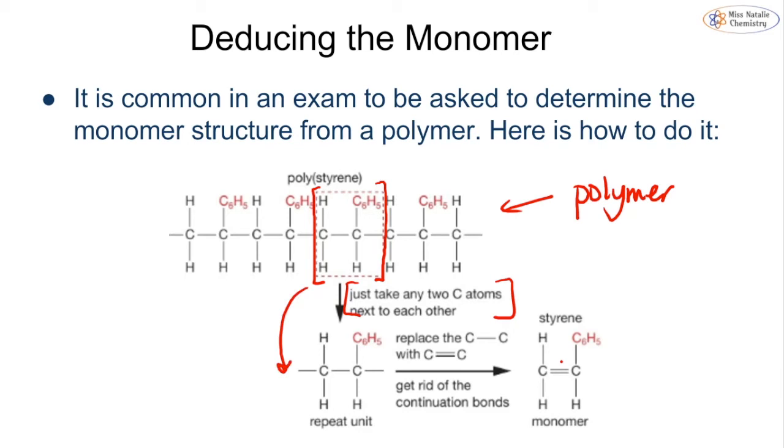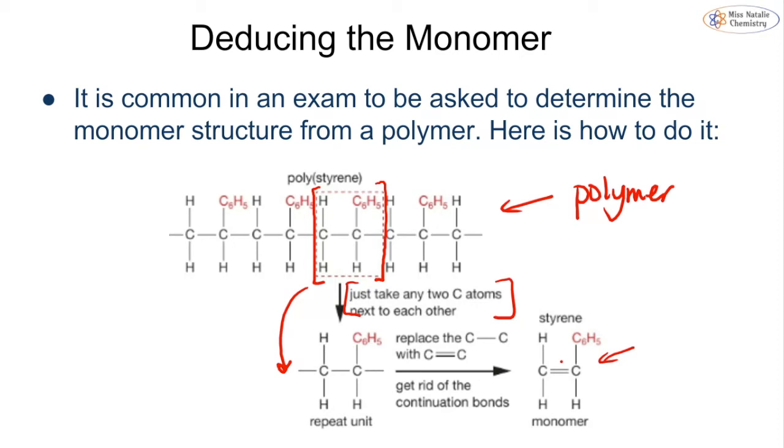So I've got my two carbons with my hydrogens and then this C6H5 attached. And this is my repeat unit. To get to the monomer, I then remove the extension bonds and I go back to my carbon-to-carbon double bond and I make my monomer here. So this time it's going from the polymer to the monomer. You will either be removing the double bond to get to the polymer or adding the double bond to get back to the monomer.